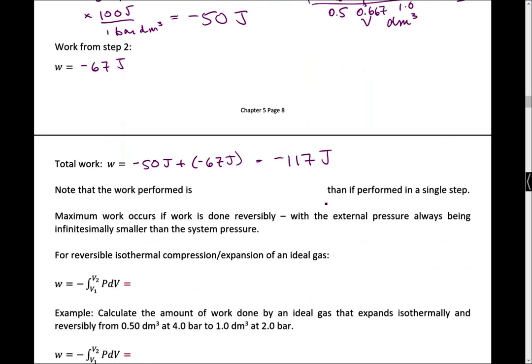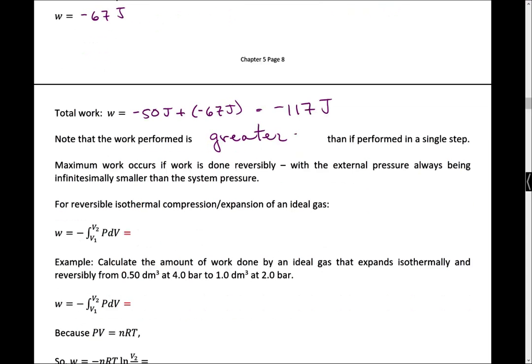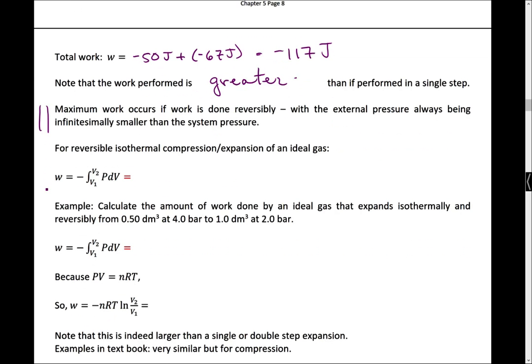All right, so the work performed is greater than if we had performed it in a single step. We've pointed out that the maximum amount of work is going to be associated with a reversible process. And then we have to ask the question, how can I calculate that maximum amount of work? Okay?